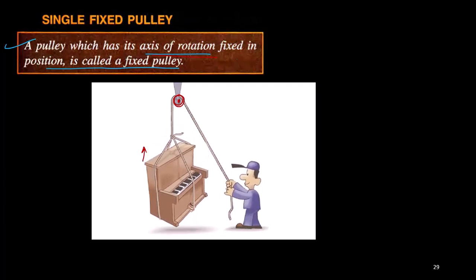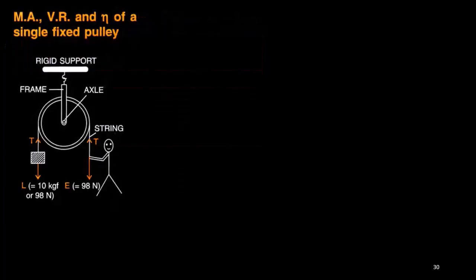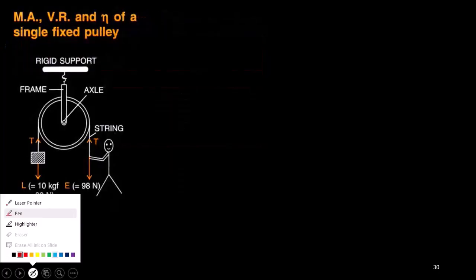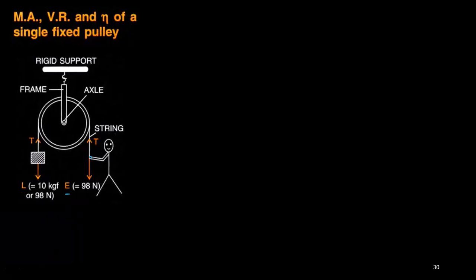So for a single fixed pulley, if I apply a force of E at this position, here I am pulling with the E force, similarly the load will be lifted in the upward direction. Since the string has the same tension throughout, the load that has been lifted is nothing but the amount of effort that I am applying. So in this situation, L equals E. And if L equals E, then mechanical advantage is always equal to 1.